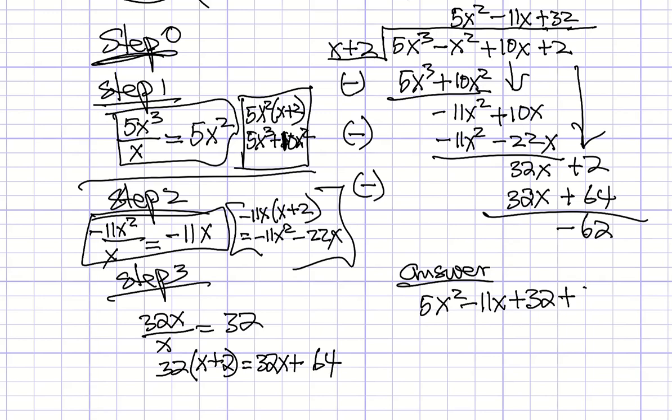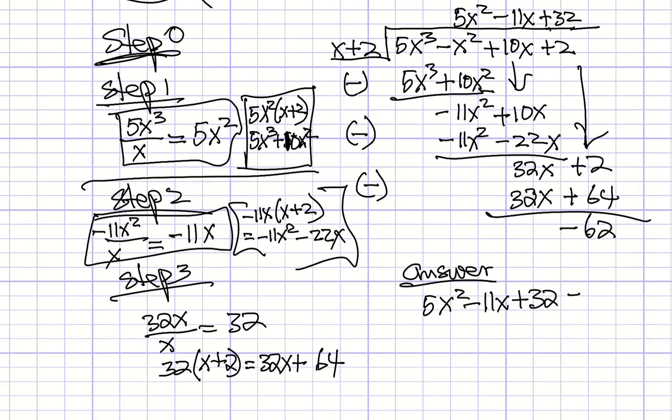Well, let's not do it like that. We do it negative 62 over x plus 2. That's how you should write that. You can say plus negative 62 over, so it doesn't really matter. If you want to write it like that, it's the same thing. It doesn't matter how you write it. You can say plus negative 62. That's a remainder. This is a remainder right here. Okay, if you want to write it like that.